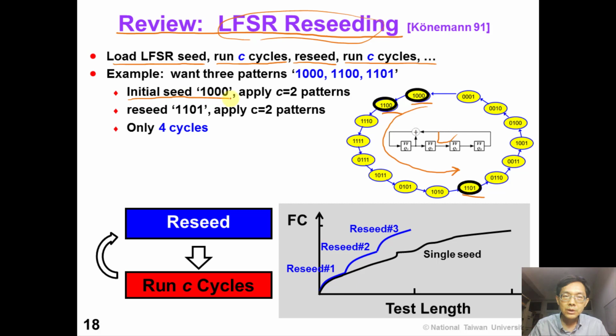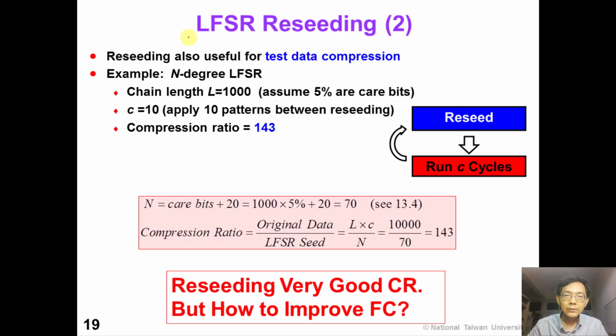We load an initial seed, apply the test for 2 cycles, and then we reseed to 1101 and apply the test for another 2 cycles. So in total we only need 4 cycles. If we use LFSR reseeding, we can achieve the same fault coverage, but the test length is much shorter. It turns out that LFSR reseeding is also very useful for test pattern compression.